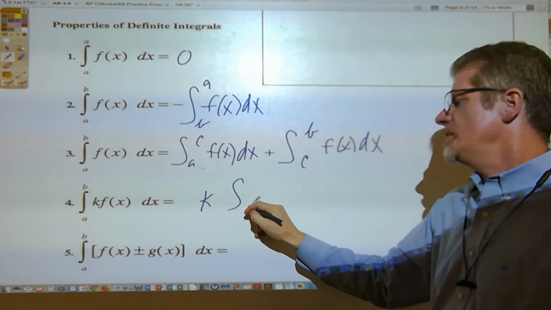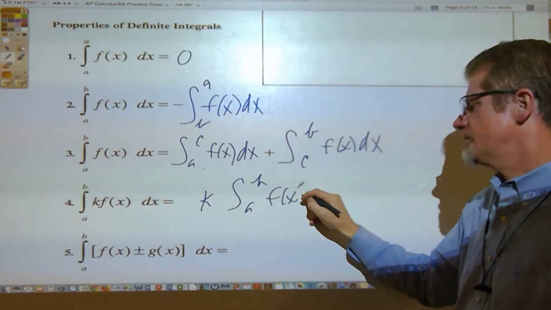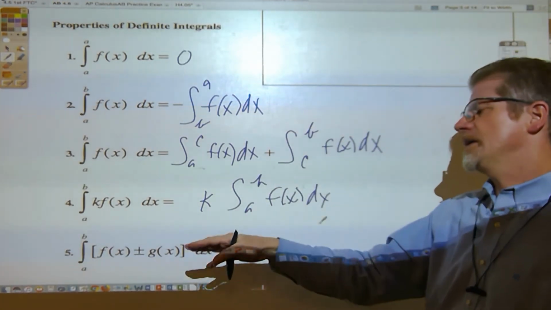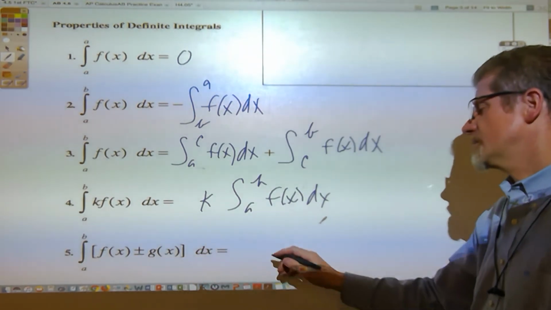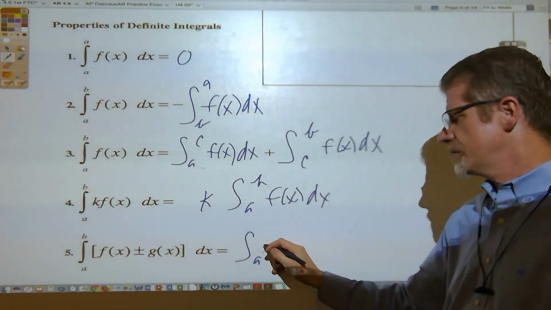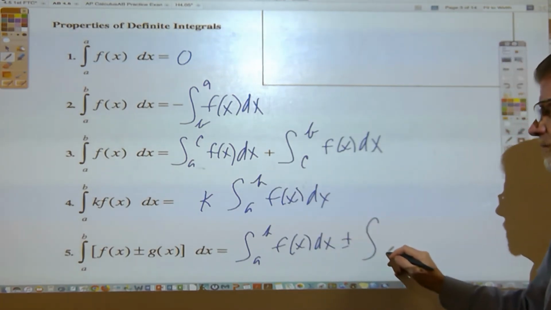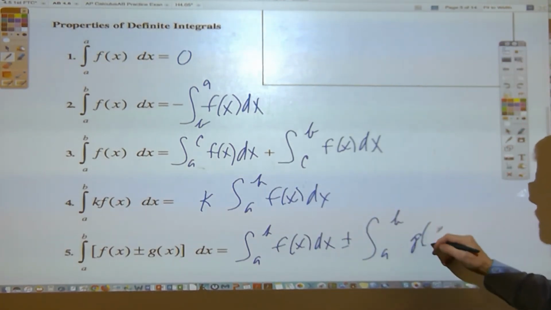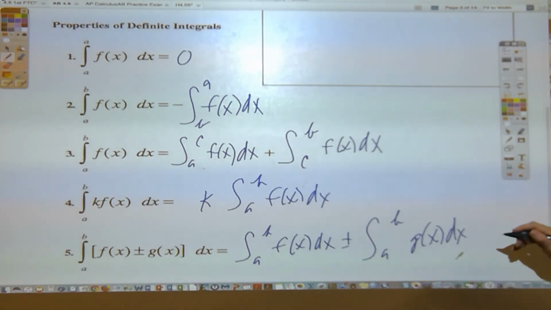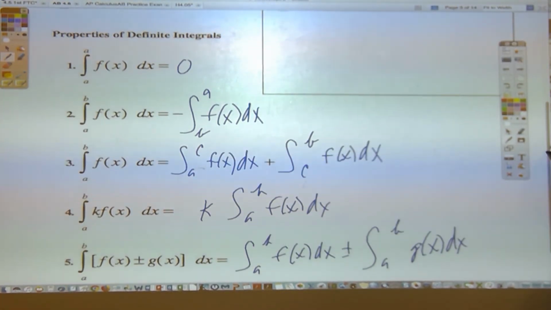Scalar multiples come out front. I have to tell you that, just to make it official. And also the definite integral of a sum is the sum of the definite integrals. So it's the definite integral from a to b of f of x dx plus or minus the definite integral from a to b of g of x dx. Now, those are the 5 properties of definite integrals.